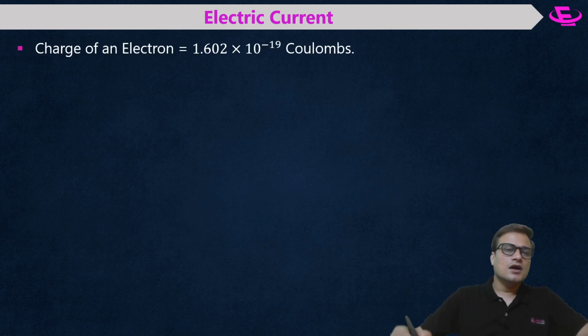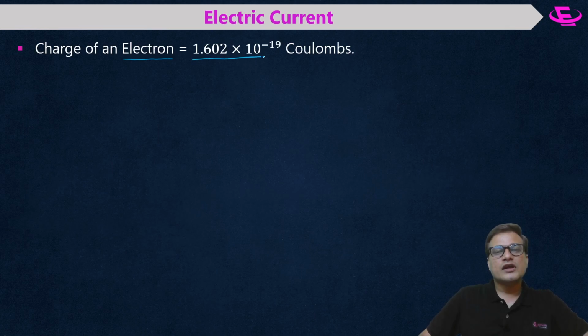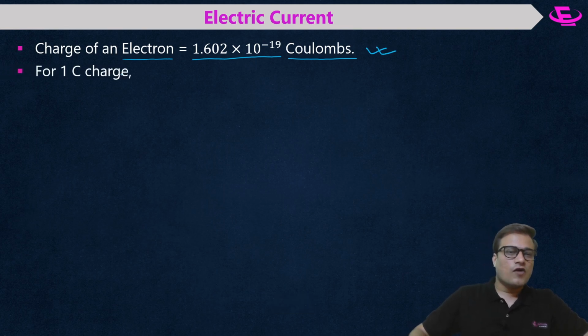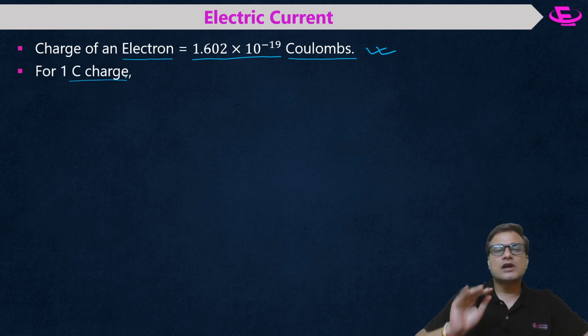Next, what do you know about the charge of an electron? It is equal to 1.602 into 10 to the power minus 19 coulombs. This is the charge of an electron. Now, if you have to find the total number of electrons in 1 coulomb of charge, what will you write? Number of electrons.